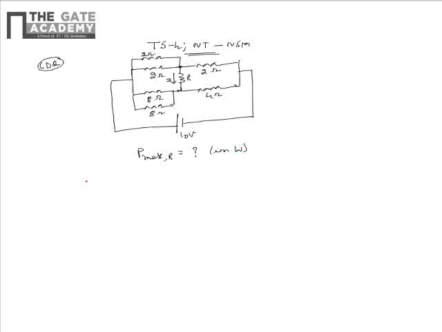We know that for maximum power dissipation, R should be equal to RTH. So for finding the same, we can draw the equivalent circuit as shown, for which the parallel connection of two 2 ohm resistors can be replaced by a 1 ohm resistor. Similarly, the parallel connection of two 8 ohm resistors can be replaced by 4 ohms.